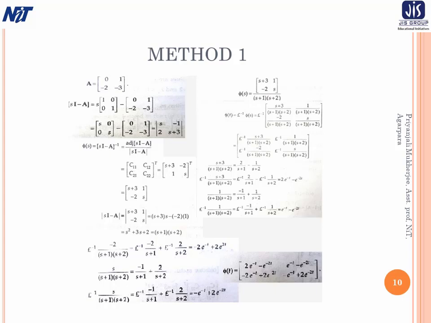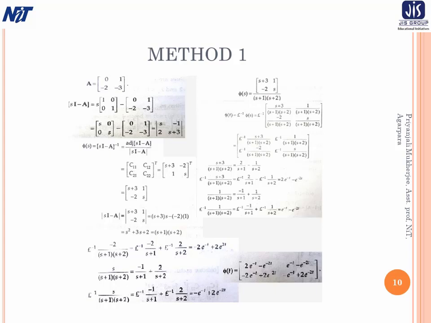So the determinant of sI minus A becomes s square plus 3s plus 2, just using the formula. So once we get the (sI minus A) inverse and the determinant of sI minus A, the phi(s) becomes [s plus 3, 1; minus 2, s] divided by s square plus 3s plus 2. In the factored form, we can write it as (s plus 1) into (s plus 2). Now we have to find out the Laplace inverse of this phi(s).